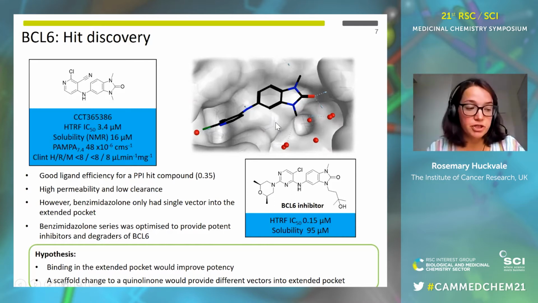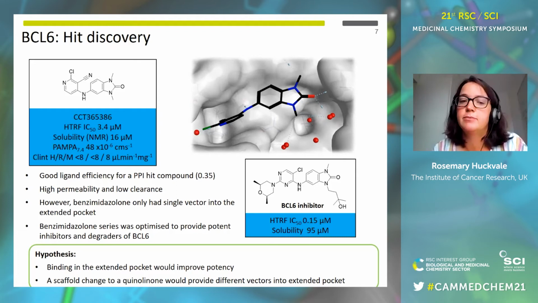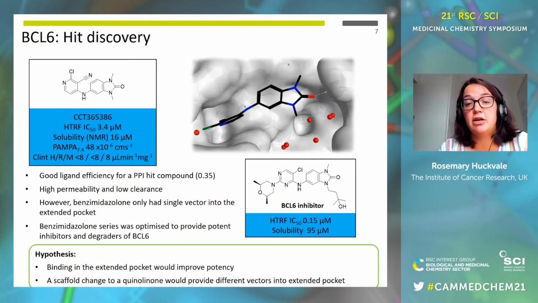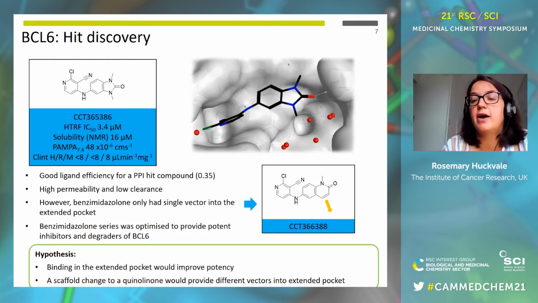So at this stage in the project, we were wondering whether, if we changed the scaffold, we'd be given additional vectors into this pocket, for example, the quinolinone scaffold change. That's not to say the benzimidazolone series could not be optimized. It was, and from this series, we've generated inhibitors and degraders for BCL6. So our hypothesis at this stage was that binding in the extended pocket would improve potency, and a scaffold change to a quinolinone would provide different vectors in order to do that.